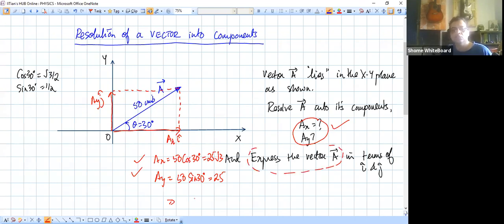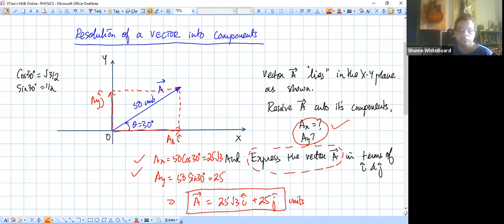So that will be nothing but 25 root 3 i cap plus 25 j cap, and in whatever unit that vector was, the components are in the same unit. Okay, so this is what we call the component algebra of vector, or expressing it in component form. Hope this is clear to all of you. Anybody has a doubt, any question?